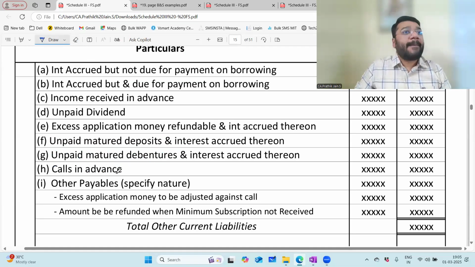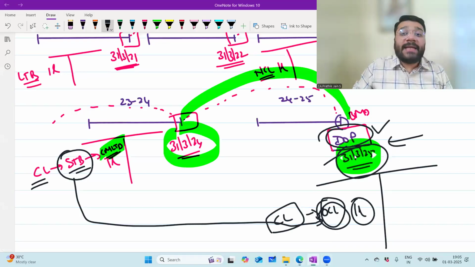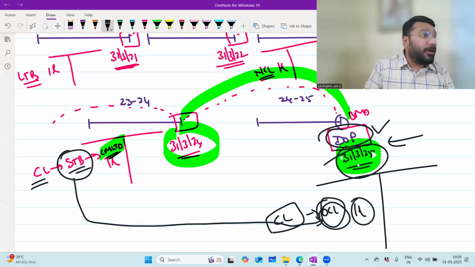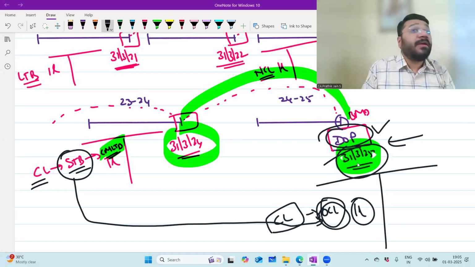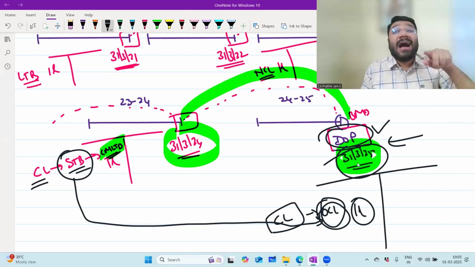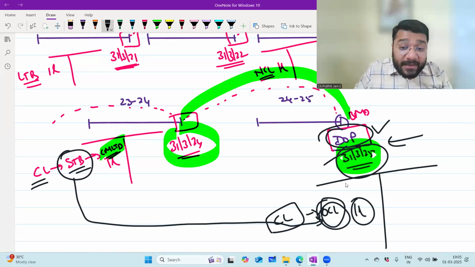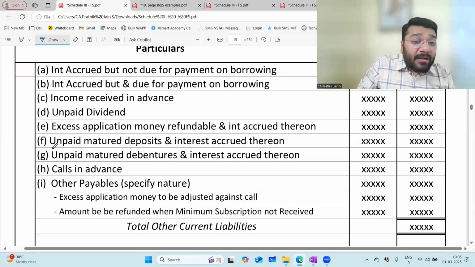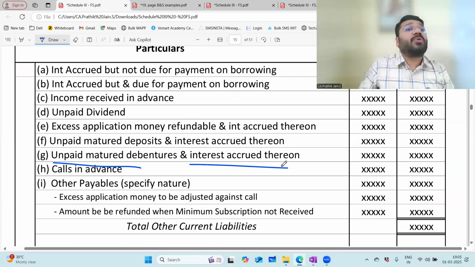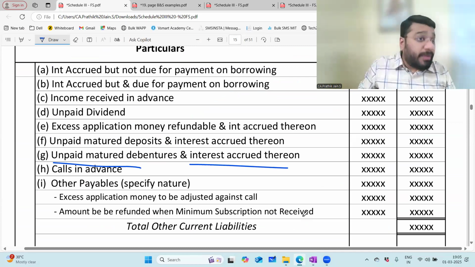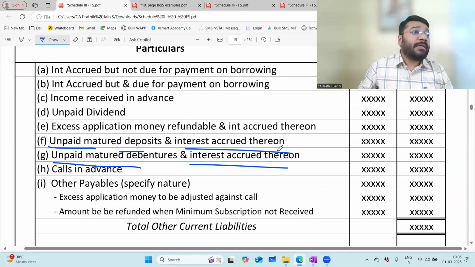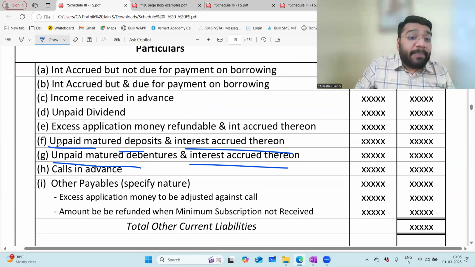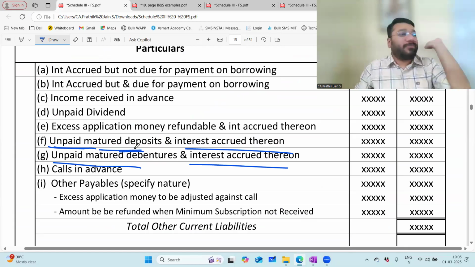Yes, sir. So now, on the date of payment, if the money is not paid in that particular financial year, that will be classified under current liability. Where under current liability? Under other current liability, as unpaid matured debentures and interest accrued thereon. Any problem? If this 1 lakh rupees is taken in the form of deposit, then you will call this unpaid matured deposit and interest accrued thereon. If it is any kind of loan, it is unpaid matured loan and interest accrued thereon.